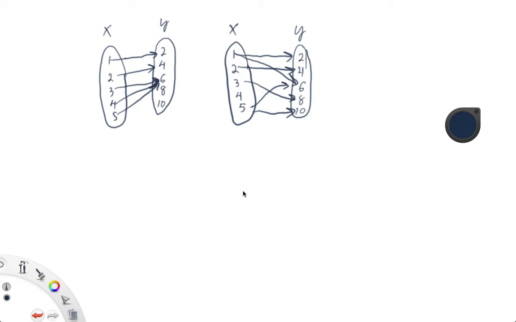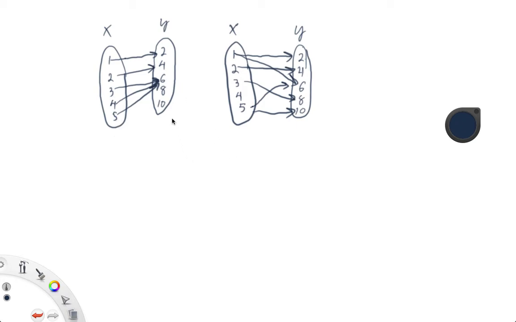And let's look at this first one. It's not one-to-one, right? Because we have one-to-one, one-to-one, and then 3, 4, and 5 all go to 6. So it's not one-to-one. But is it a function? And if we look back at our definition of a function, which is a couple of pages back, a function is a relation in which each input is assigned to exactly one output.